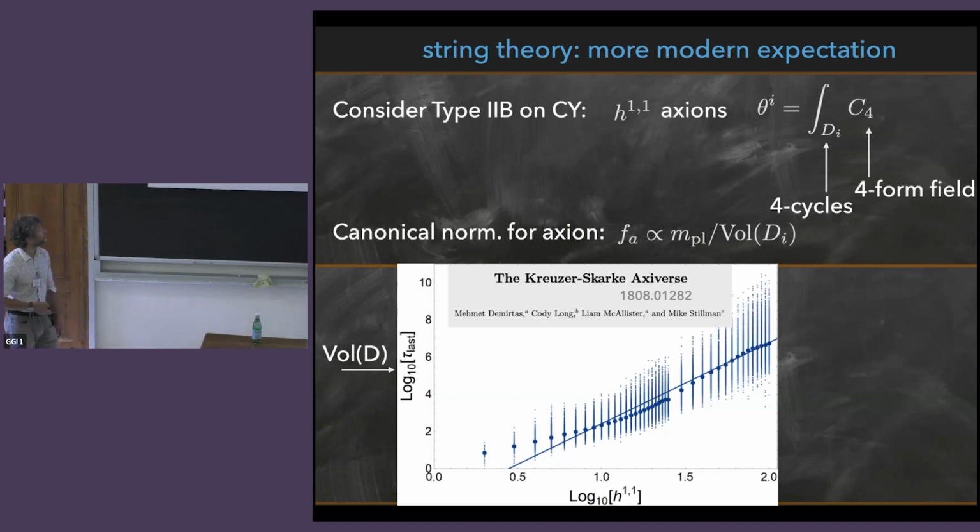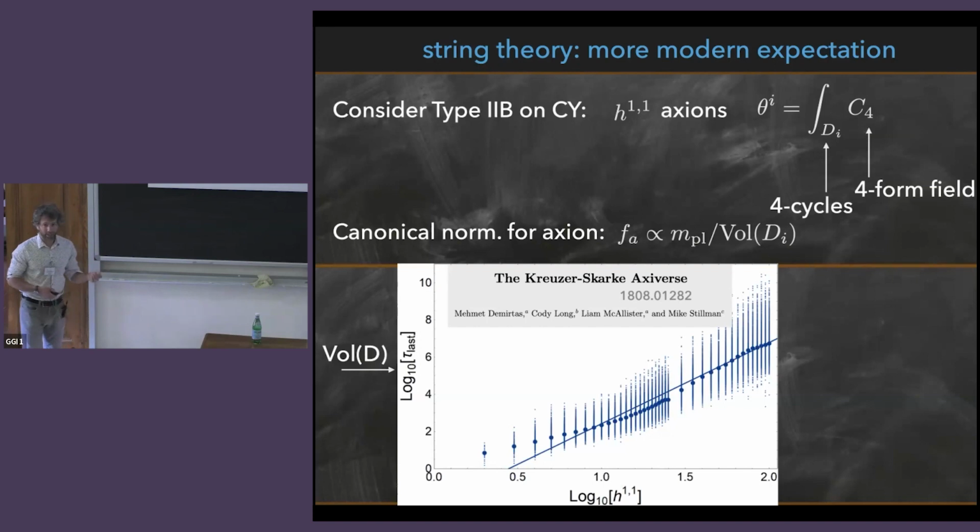So this number h^{1,1}. And you can follow the same procedure for figuring out the decay constant by canonically normalizing the axion. You'll see that the decay constant scales like the Planck scale and then inversely proportional to the dimensionless volume of these 4-cycles.